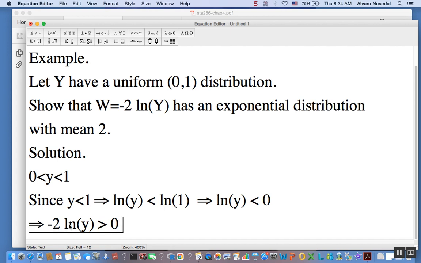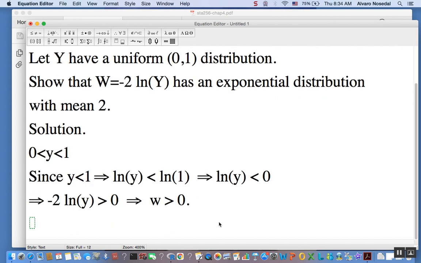But that guy, -2 times natural log of y, happens to be our W, which means that W is greater than 0. Okay, so those are the possible values of our transformation, right? We have seen this in a graphical way and using these inequalities. And it has to be greater than 0, so the natural log function is defined. So now we have what the possible values are.